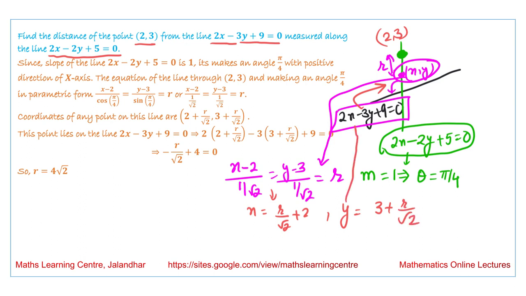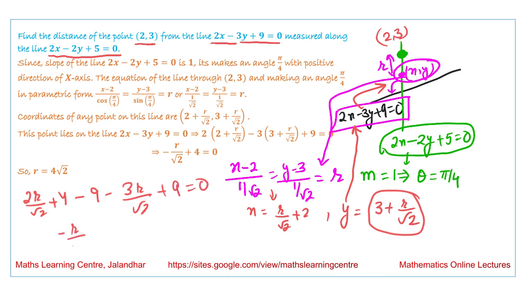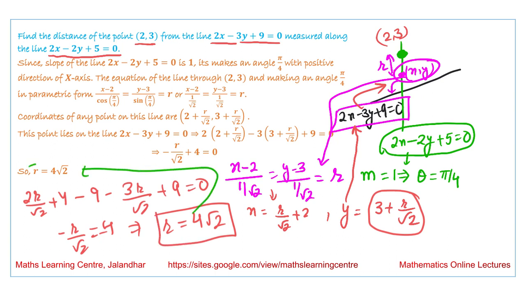So substituting both these values in this equation, we get 2r by root 2 plus 4 minus, from here, 3 plus r by root 2. So this will become minus 9 minus 3r by root 2 plus 9 is equal to 0. So we get minus r by root 2 is equal to minus 4. This implies the value of r is 4 root 2, and this r gives us the distance between these two points in this direction.